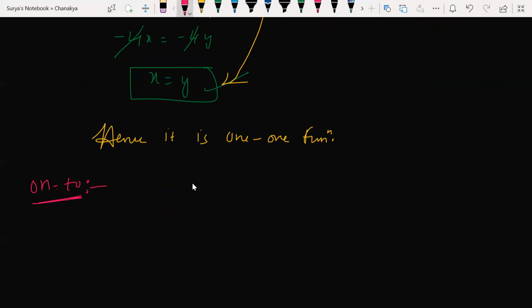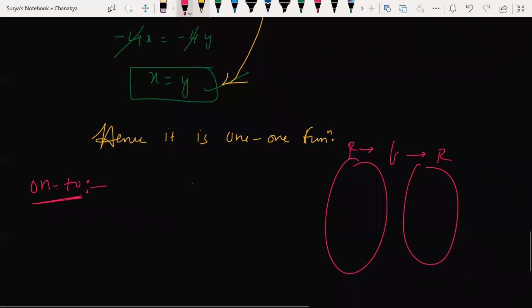Okay, onto. For onto, beta, please try to feel the question. What has he given? The function is mapping from R to R. Okay, fine. So R is nothing but minus 2, minus 1, 0, 1, 2, 3. That's it. I'm taking any random elements.